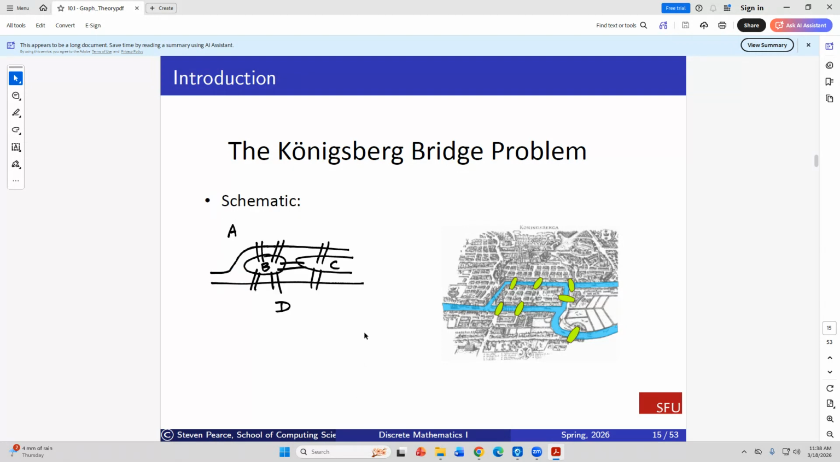No, and let's see why. First, you make a schematic. That's a schematic of this. Then you forget about all the stuff that you don't need. You abstract away. We can abstract even further as a graph.